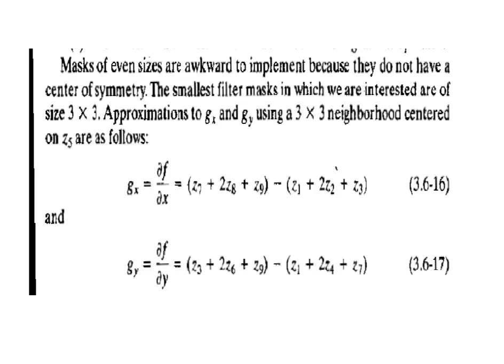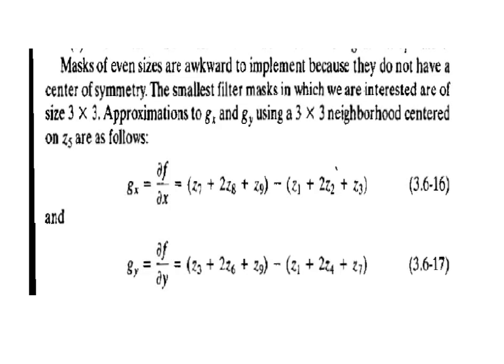Approximations to Gx and Gy using a 3 by 3 neighborhood centered on Z5 are as follows. Gx equal to del f upon del x is equal to (Z7 plus 2Z8 plus Z9) minus (Z1 plus 2Z2 plus Z3), and Gy equal to del f upon del y is equal to (Z3 plus 2Z6 plus Z9) minus (Z1 plus 2Z4 plus Z7). These equations can be implemented using the masks in figure D and E.